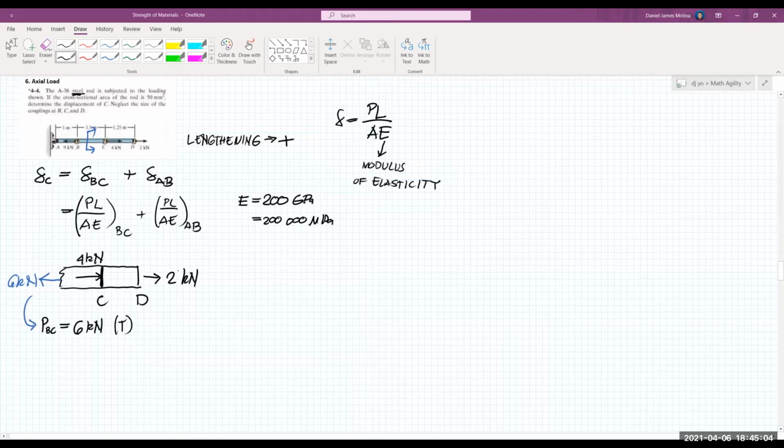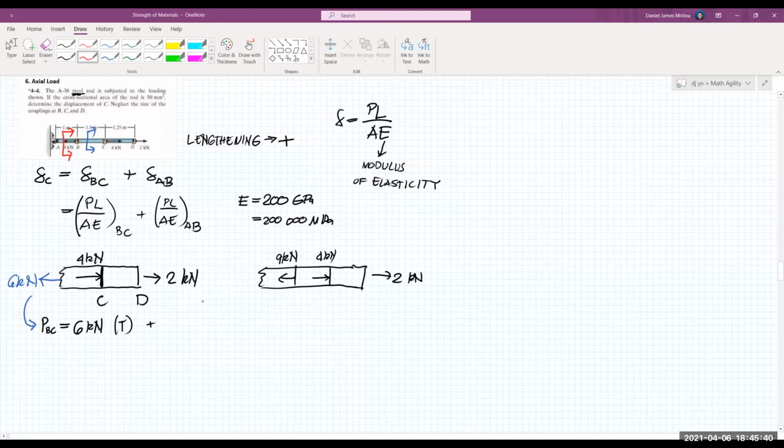So it will lengthen the given bar. So it's positive. Next, we solve for the force at AB. We will pass a section here. It will look like this. So we have a 2 kilonewton force at the rightmost part. We have the 4 kilonewton force here, and then we have a 9 kilonewton force here. So we will expose the force on AB.